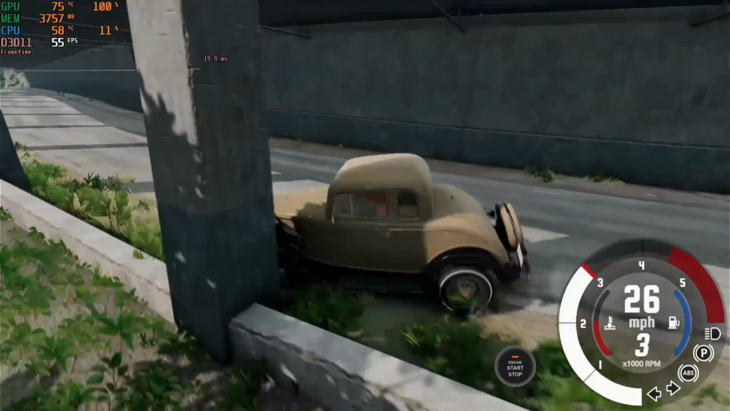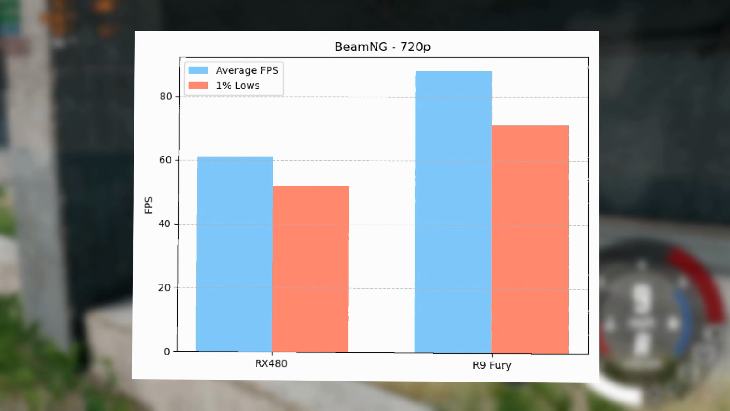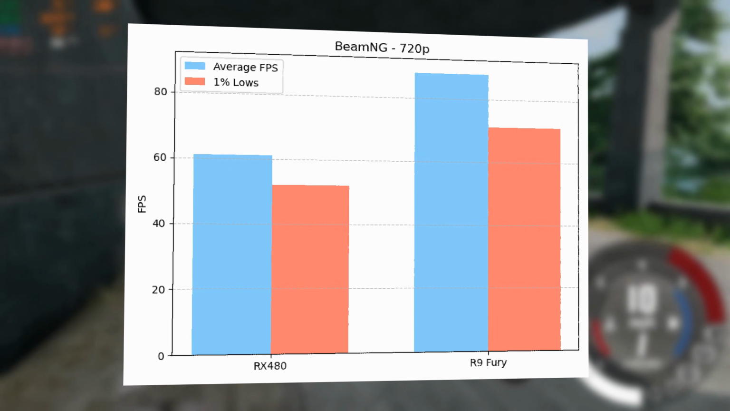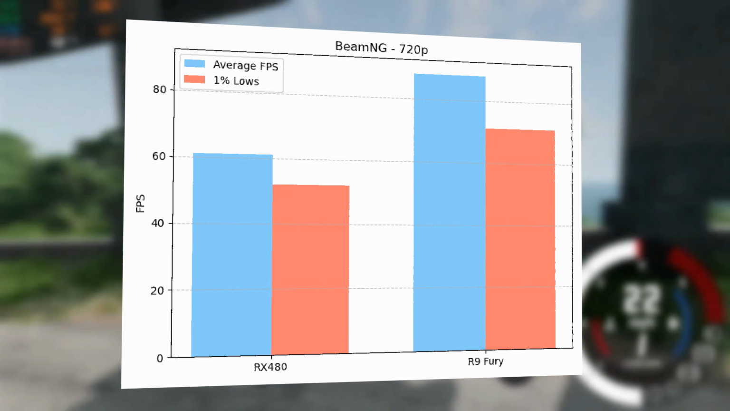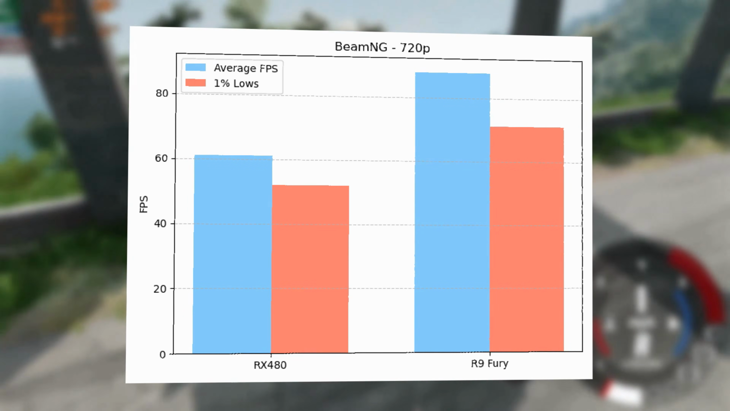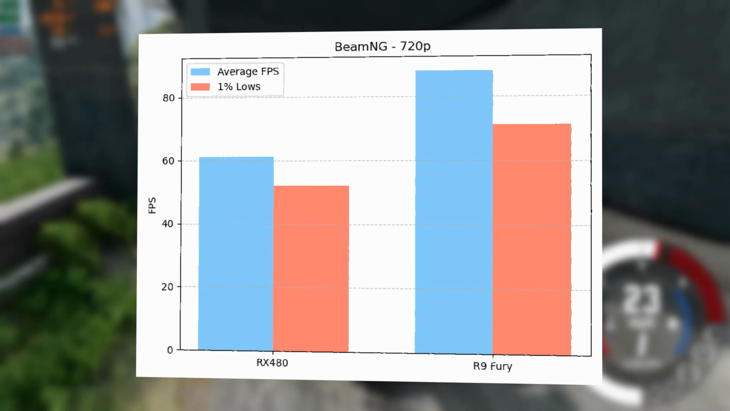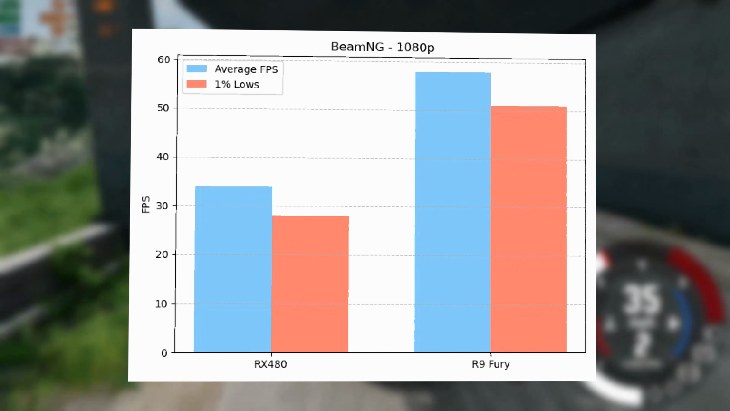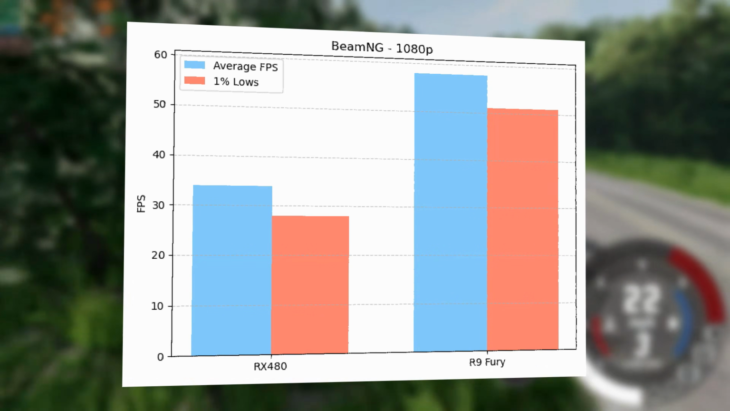Now we have BeamNG here running with a mixture of high and ultra settings, and in 720p this is the first time that we saw the R9 Fury just completely decimating the RX 480. It really does struggle with ultra settings here, whereas the R9 Fury just seems to pull ahead, even regardless of the fact it doesn't deal with 720p resolutions particularly well. Moving up to 1080p, the gap only becomes more pronounced, with the RX 480 still being playable, but the R9 Fury being enjoyable, which is what you want to see.